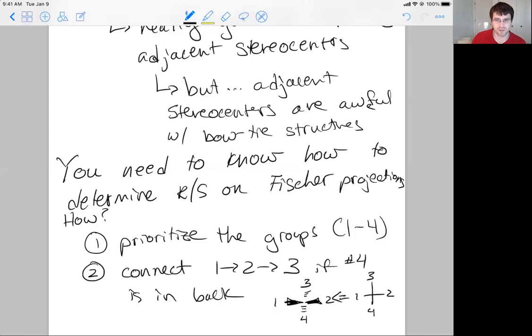So do we have to rotate the molecule more? And maybe you can picture it with these wedges and dashes. It certainly took me a few years. But what does it mean for number 4 to be in back? Well, in this case, it means number 4 is not in the back, but on the vertical.